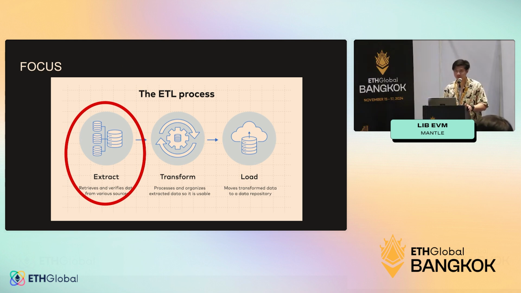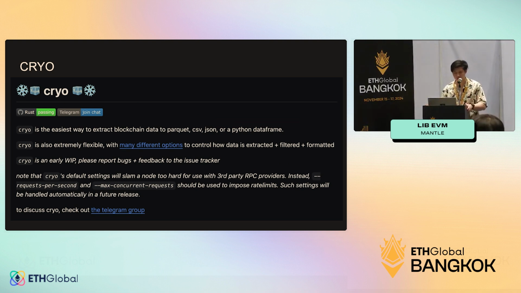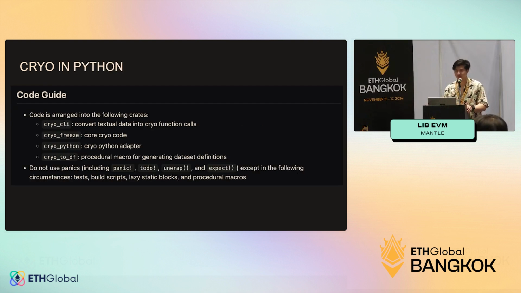So yes, we'll be focusing on the extract side of the pipeline for the time being, packaged as a binary to extract blockchain data into a variety of formats. There's Parquet, there's CSV, there's JSON, for your analysis. It's just like a pandas data frame, for any of you who's done any sort of data analysis in Python. And this brings up a lot of possibilities because the main backend of Cryo is written in Rust.